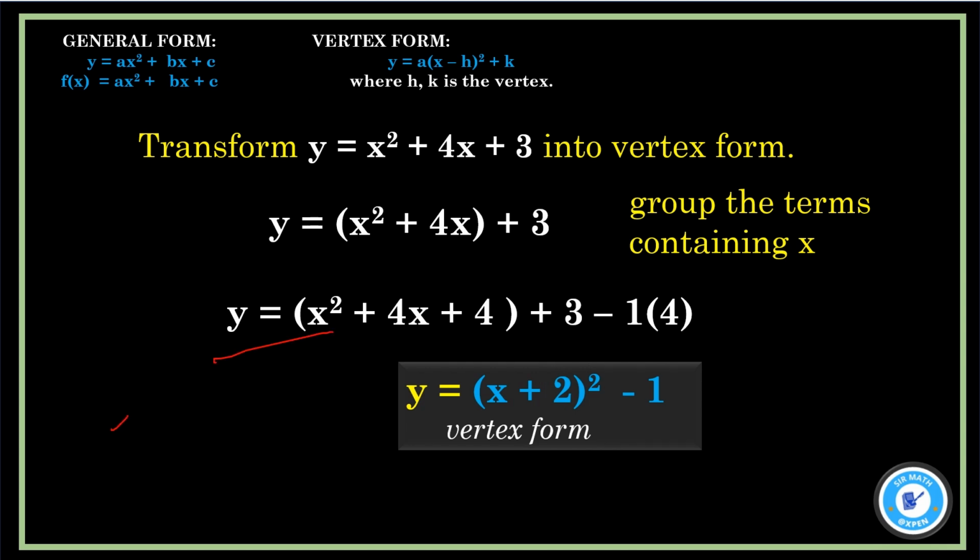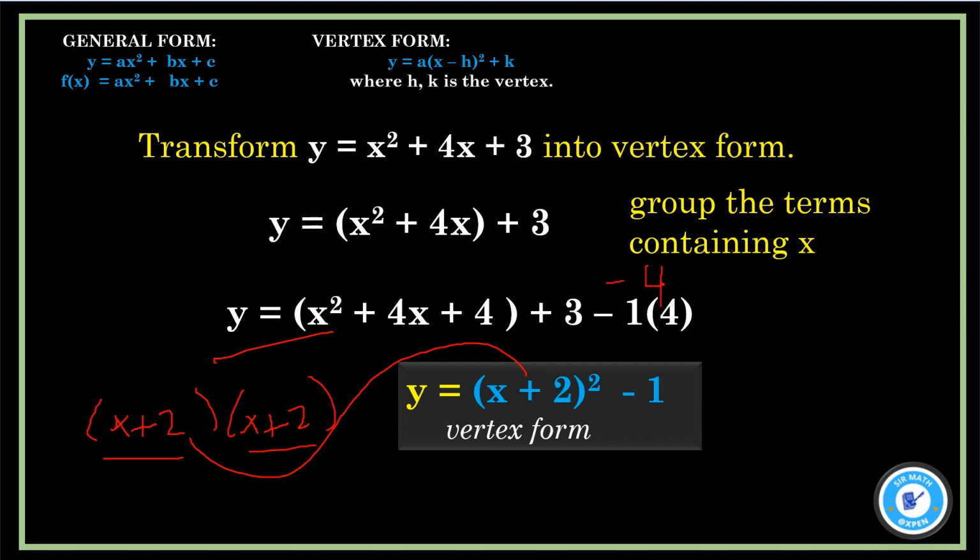This will become x plus 2. And this is also equivalent to x plus 2. This is a factor of the given problem. Since the values are the same, we can write it as x plus 2 squared. And I just simply subtract 3 minus 4. So the sign of the bigger number is negative, and therefore that's negative. So we now get our vertex form, the final answer.